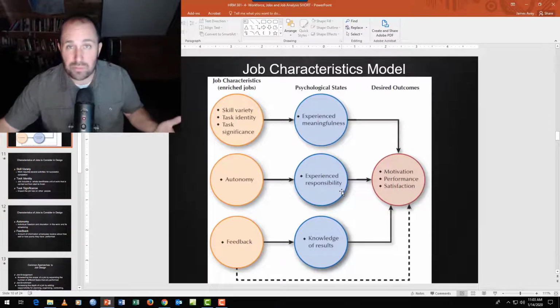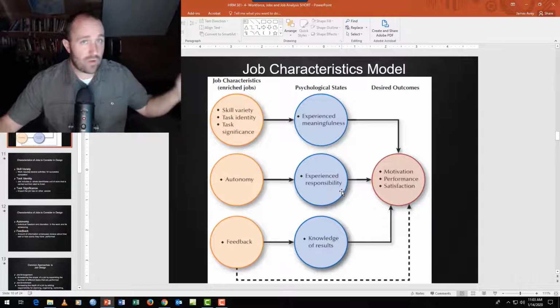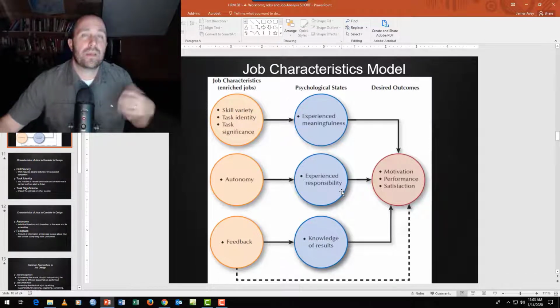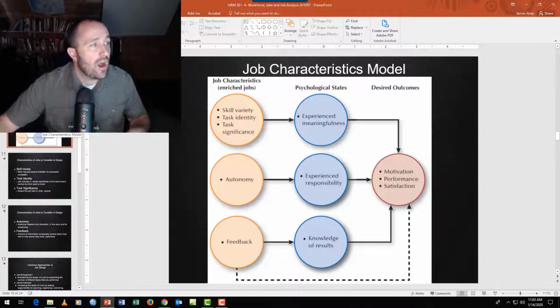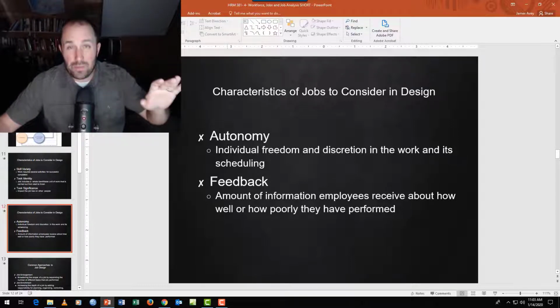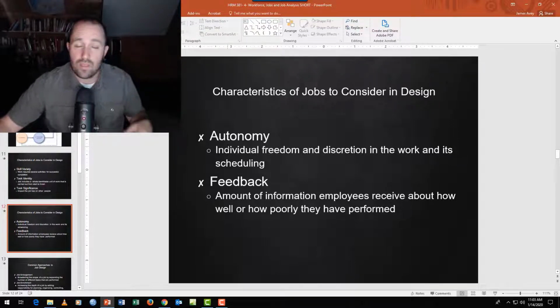Why? Because there's nobody else to blame. There's nobody else to take credit, and there's nobody else to say, well, it wasn't my fault, it was their fault, because you were the one that got to decide it. Of all of them, autonomy, in my view, is probably the most powerful. The more autonomy or empowerment you can give to employees, they feel responsible for their work. They're probably going to love their work a lot more.